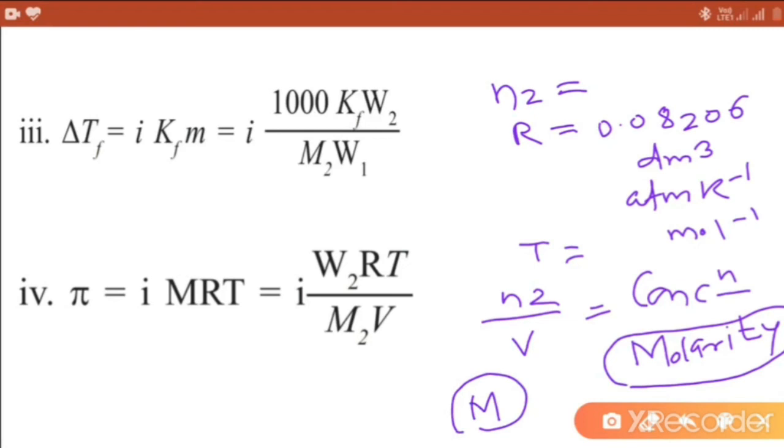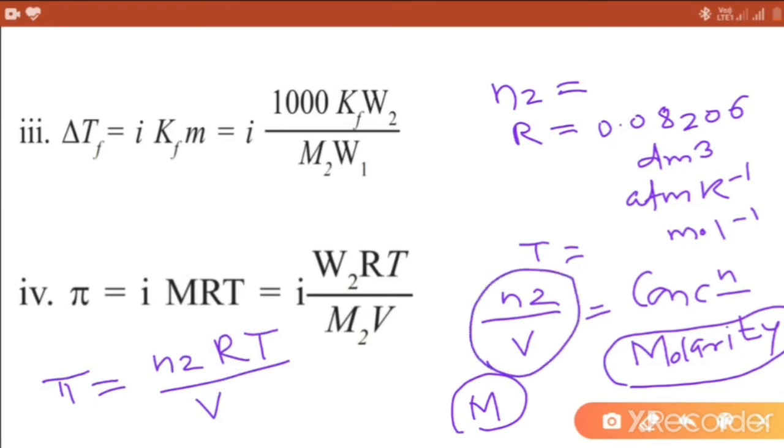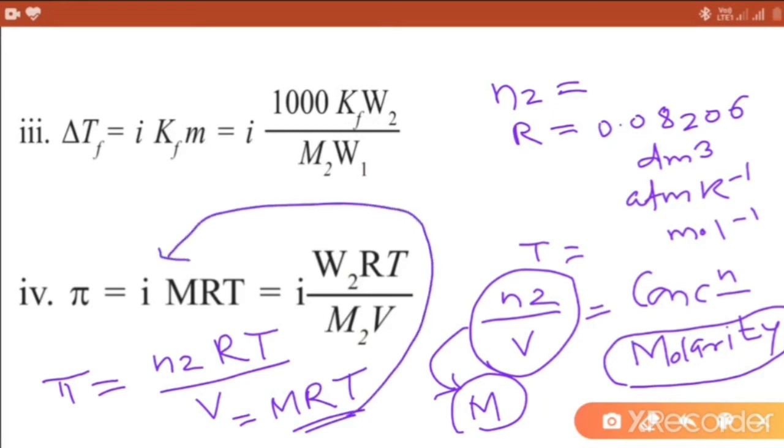the equation is pi is equal to n2 RT by V. So instead of this n2 by V, we write capital M and we get this equation: capital M R T. So by using the Van't Hoff factor, we get this equation: pi is equal to small i into capital M into capital R into capital T.